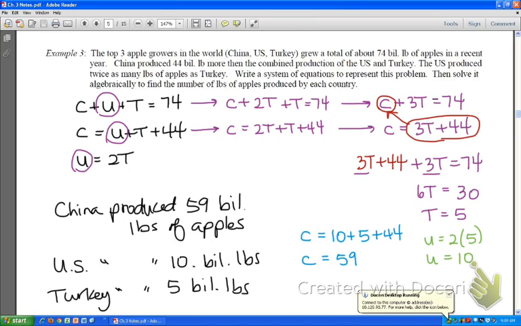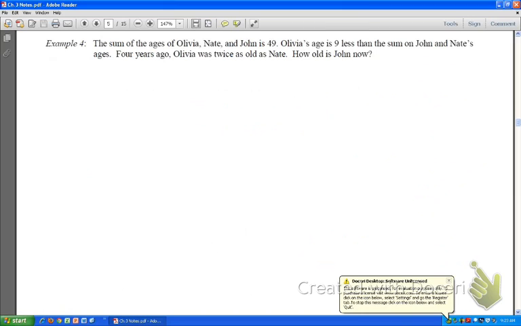Okay, so that completes that problem. Let's take a look at the next one. All right, so this is an age problem. You're told that the sum of the ages of Olivia, Nate, and John is 49. Olivia's age is 9 less than the sum of John and Nate's ages together. And 4 years ago, Olivia was twice as old as Nate. How old is John now?